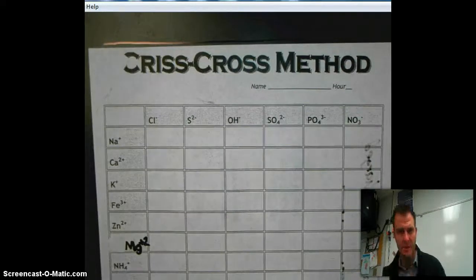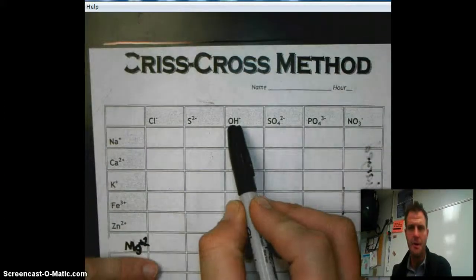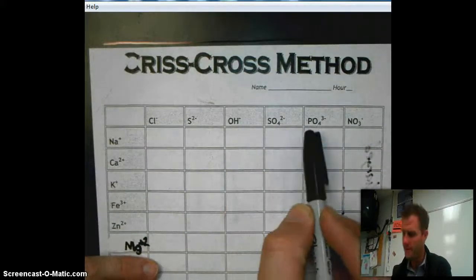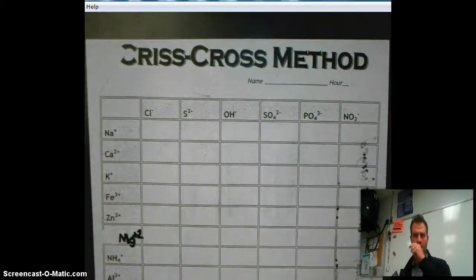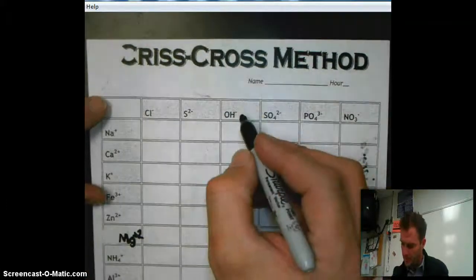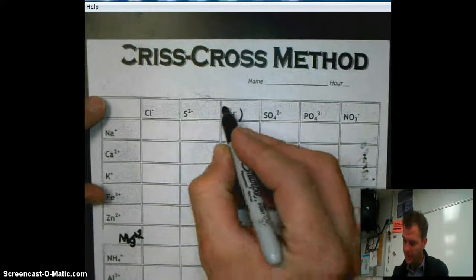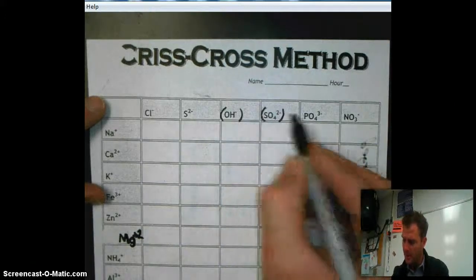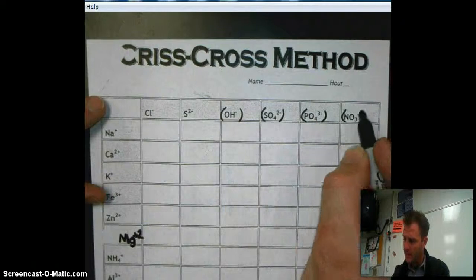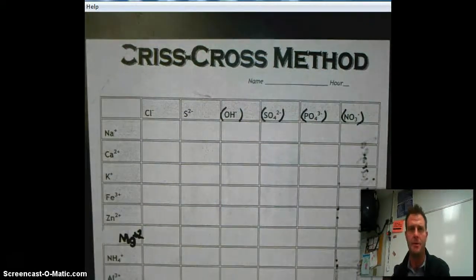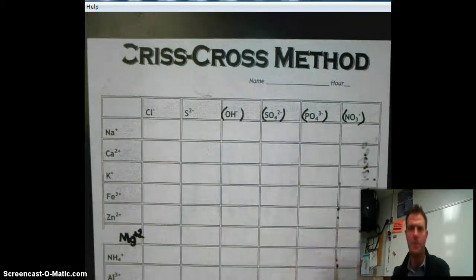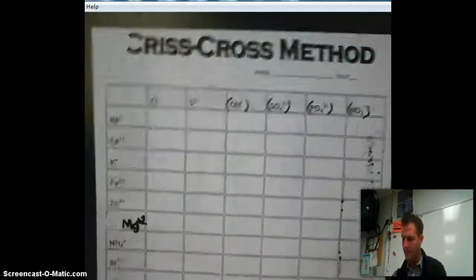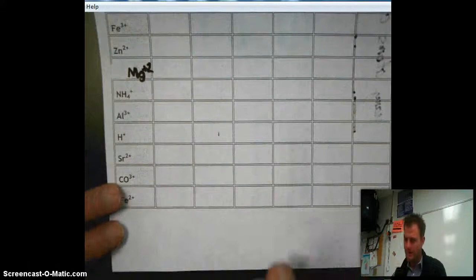The first thing I need you guys to do on polyatomic ions. So, here's your hydroxide, sulfate, phosphate, nitrate. We just learned about those on the other side. The first thing I would like you guys to do is put parentheses around all your polyatomic ions. What this is going to do for you right now is separate what is the formula and what is the charge. Okay? So this will help you out. You can do the same thing on the other side.